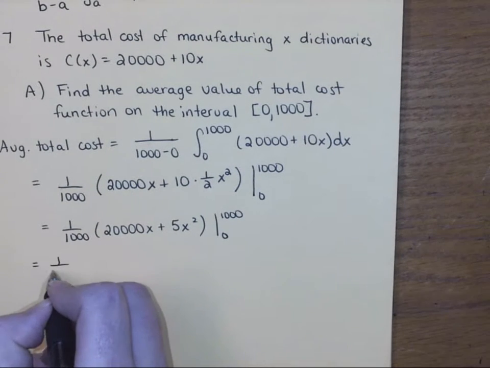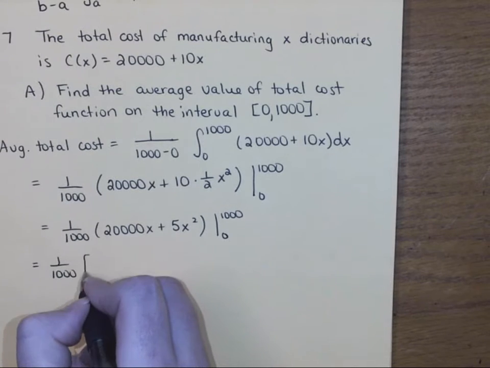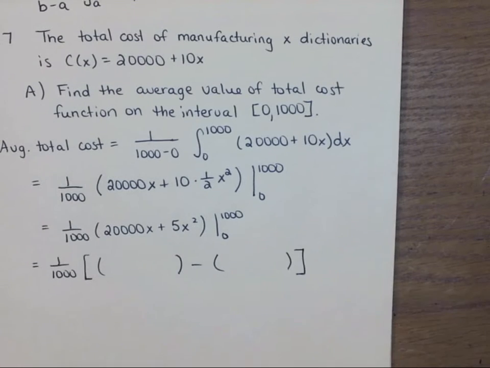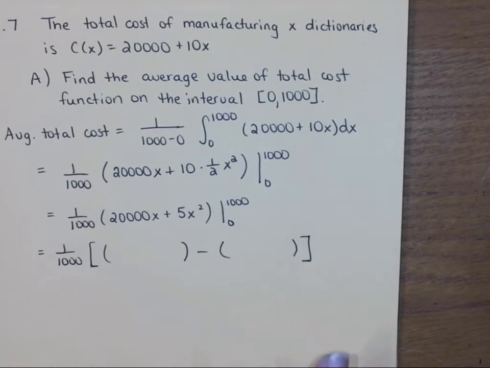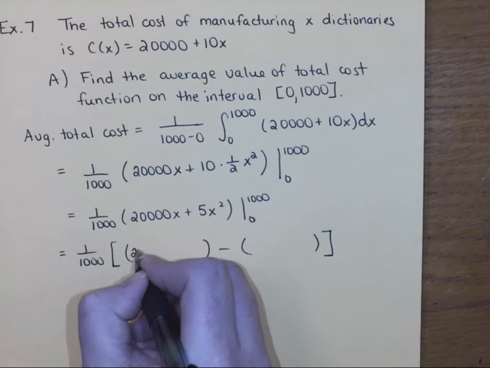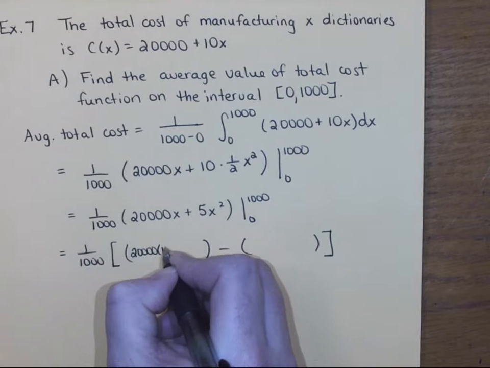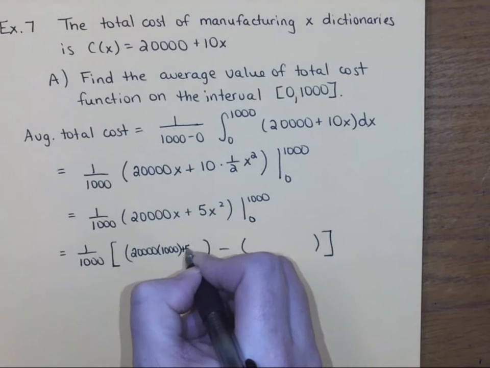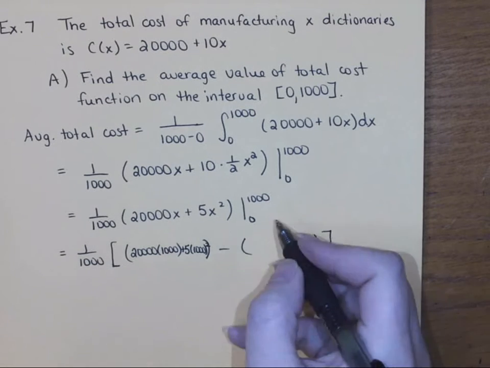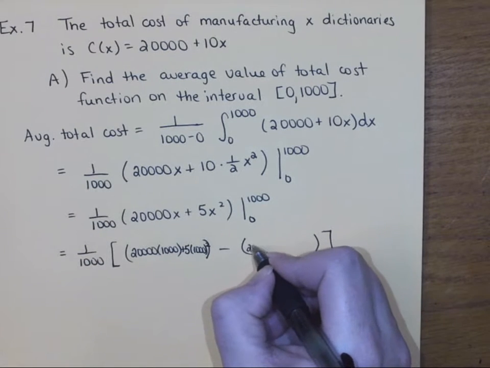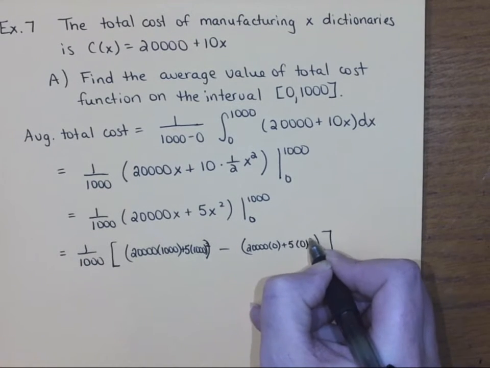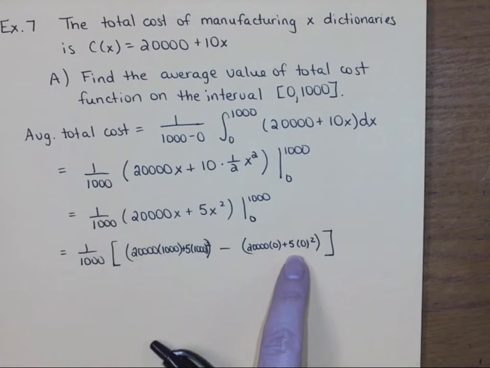So there's a couple of ways to write this. I'm just going to write 1 over 1,000, and then I'm going to do the first thing minus the second thing. Notice that's always how we do antiderivatives, right? We plug the top number in minus the bottom number being plugged in. So this would be 20,000 times 1,000 plus 5 times 1,000 squared. And this would be 20,000 times 0 plus 5 times 0 squared. Well, notice that's just going to be 0, right?